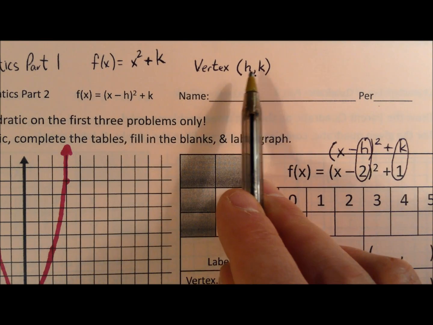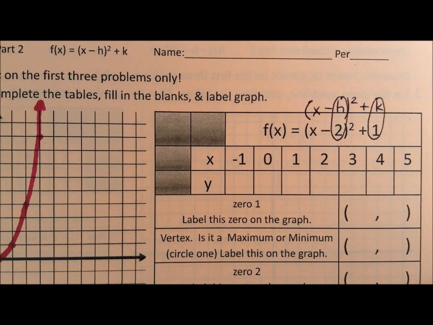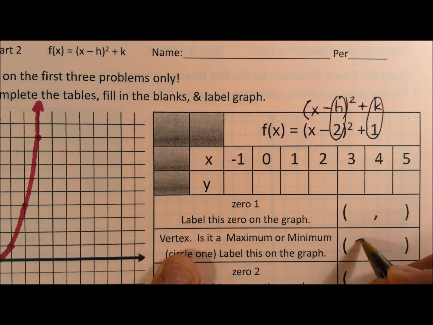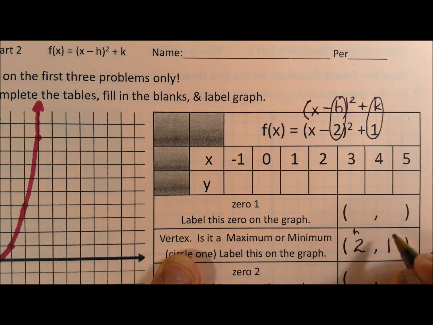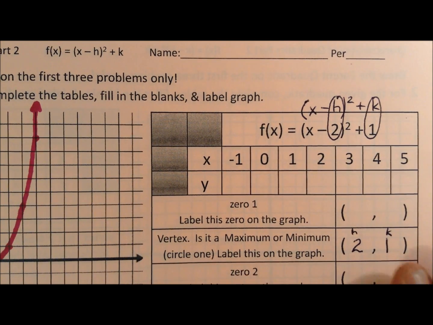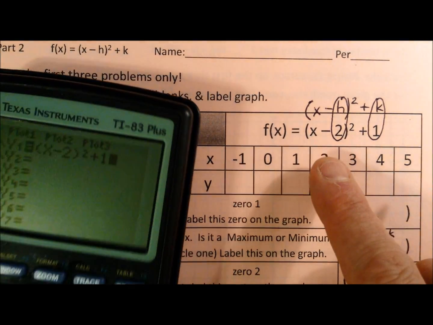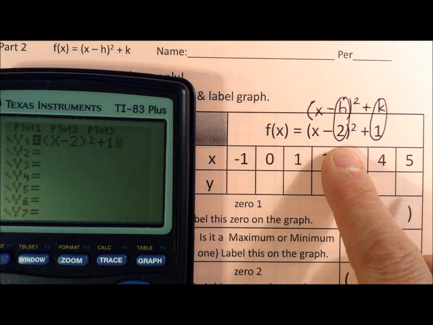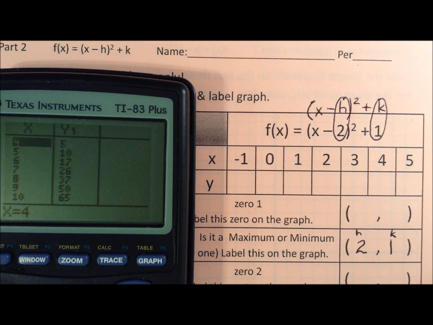Well, if h is 2 and k is 1, guess what I just found by looking at this problem? I found the vertex. So I'm going to put a 2, remember that's my h, and I'm going to put a 1 right here, that's my k. Just like the first day, h, k for the vertex. Now, let's prove this. Let's go back, let's take our calculator. Let's type this in as we see it, and let's go to our table and fill it in.